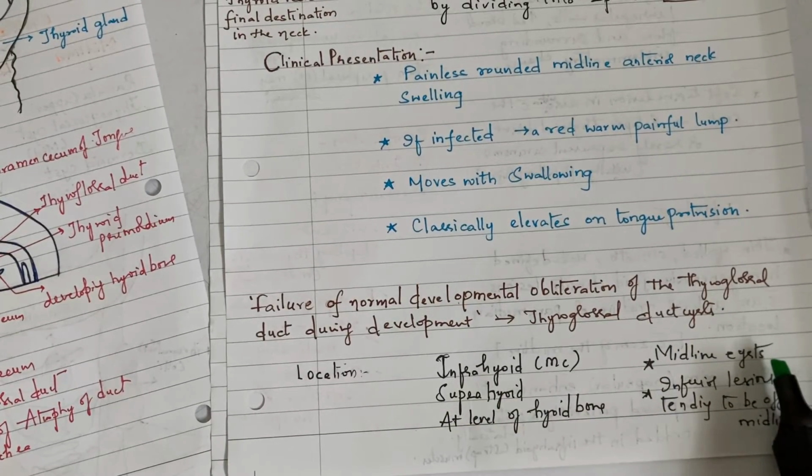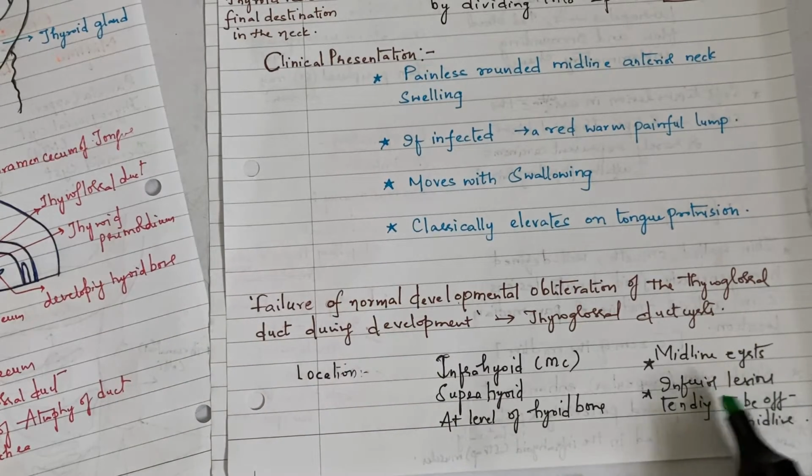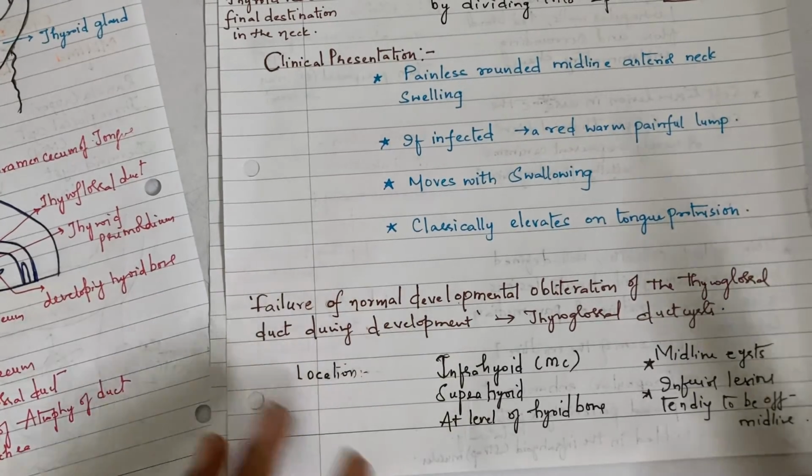So these are midline cysts. Midline means within 2 cm of the midline. Inferior lesions tend to be off midline. If the cysts are inferior, they tend to be off midline.